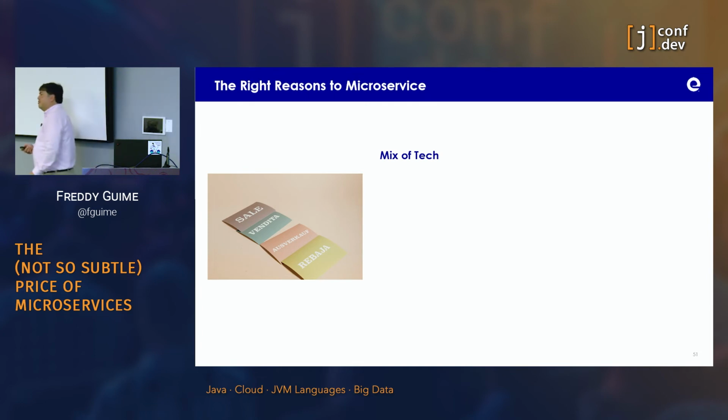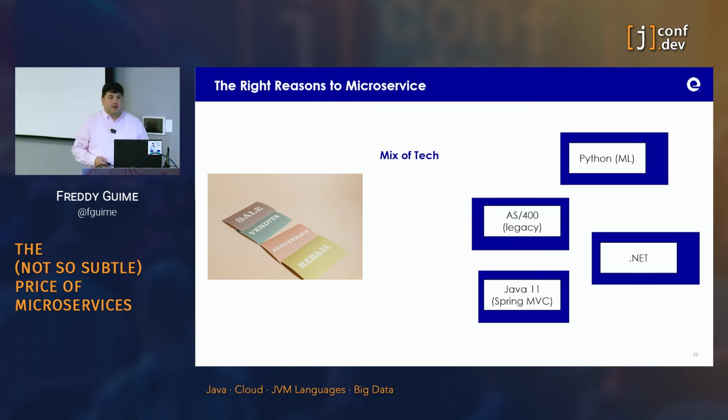The second one is mix of tech. As much as we all love going into greenfield and startups, the reality is that 99% of the code is about maintainability, right? The code that we find is code we're actually maintaining. So if you have code bases that have a mix of tech, it perfectly makes sense to encapsulate these as microservices and let them talk to each other, right?